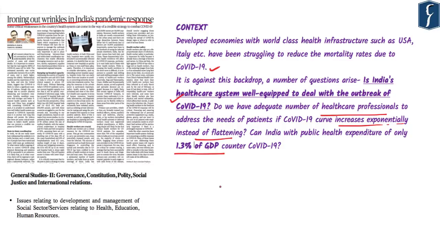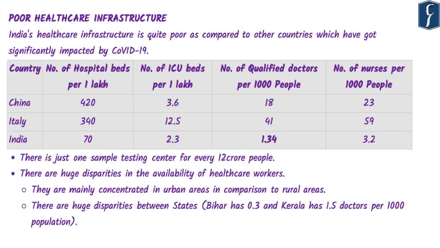You obviously know that the answer is no, a big no. But you'll have to learn how to present your answer, because health and education are two topics that UPSC never misses asking in the mains exam. India's healthcare infrastructure is quite poor compared to other countries which have a high number of COVID-19 cases, and it has been pictorially represented here. If you compare a few parameters with China and Italy, the two hotspots of COVID-19, you will see that India stands poorly. For example, the number of hospital beds per lakh population in India is just 70, compared to 340 in Italy and 420 in China.